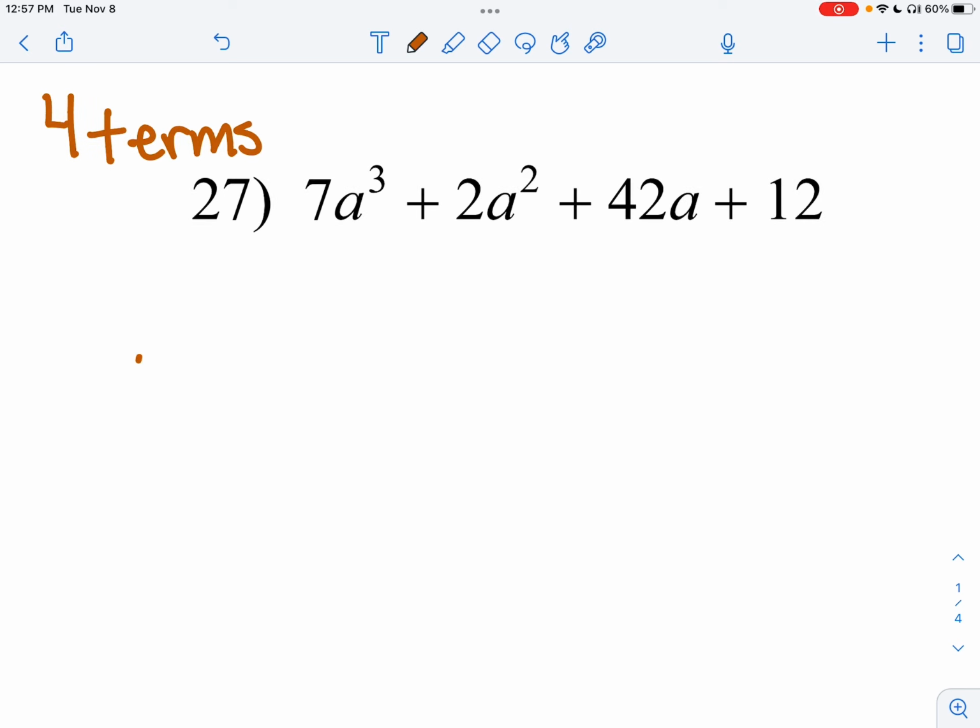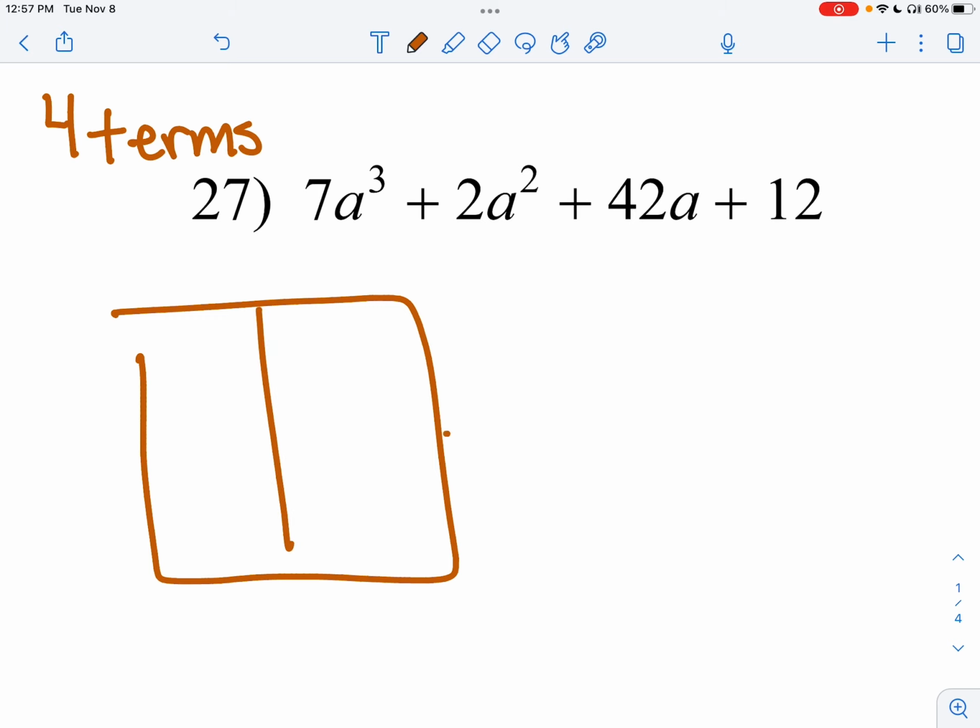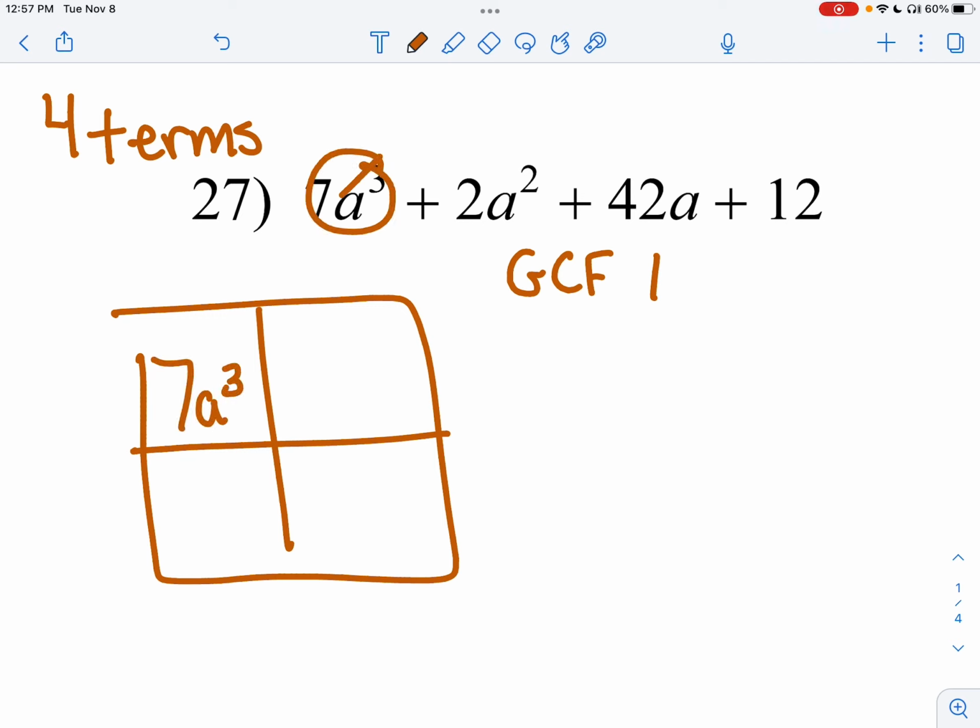Now, if you use the box method, when you have 4 terms, the first thing we do need to look for is a GCF. And in this problem, the GCF would have been, let's see, nothing but 1. So I'm not going to bother to rewrite it. Just go ahead and throw the first term in the top box, the last term in the last box, like we're used to, and then those two can go anywhere.